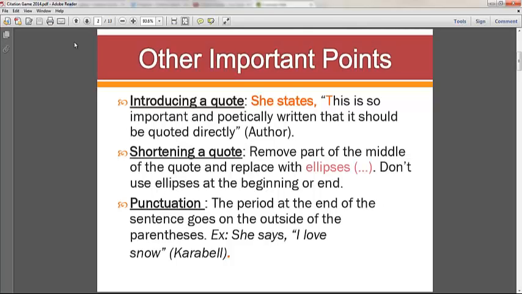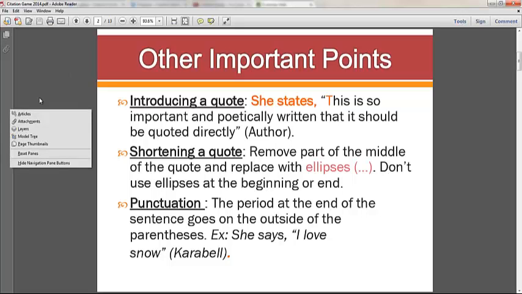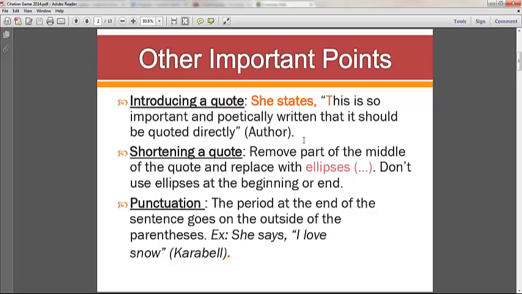Citation quiz. Some important points before we get to the quiz yourself part. Introducing a quote. When you introduce a quote, you need to start off with some sort of introduction. In this example, "She states" is the introduction, comma, quotation mark, capital letter. "This is so important and poetically written that it should be quoted directly," end quote, and the author in parentheses and the period at the end.